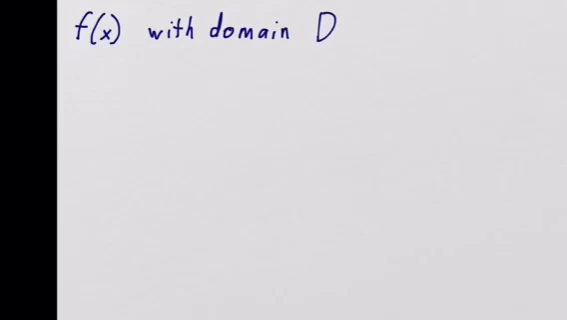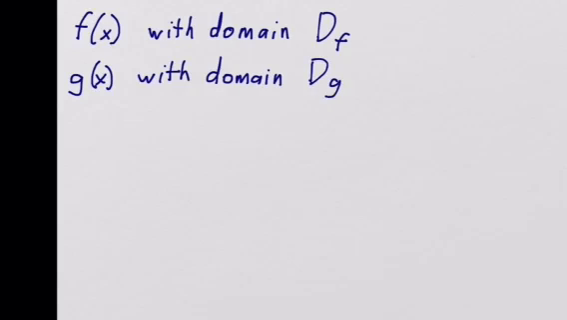So, given function f of x with domain D_f, and then g of x with domain D_g, we can define the following that are pretty self-explanatory.